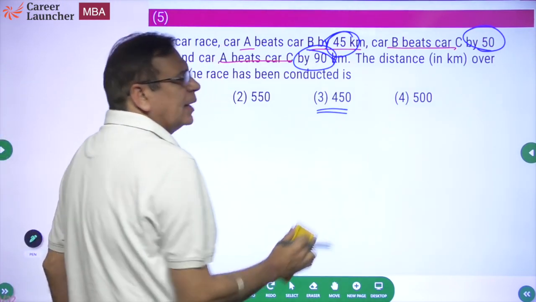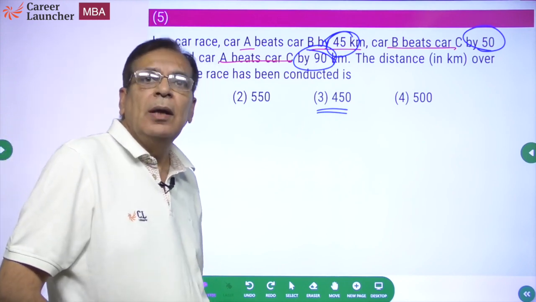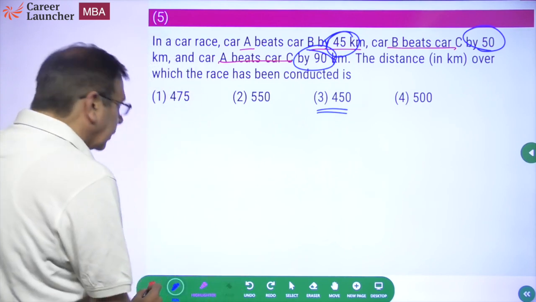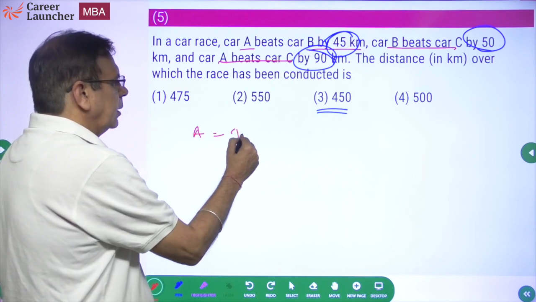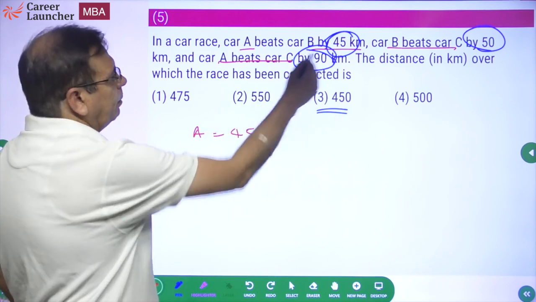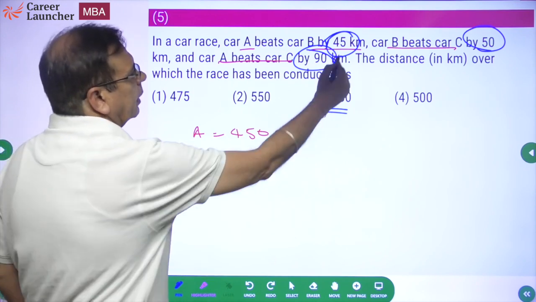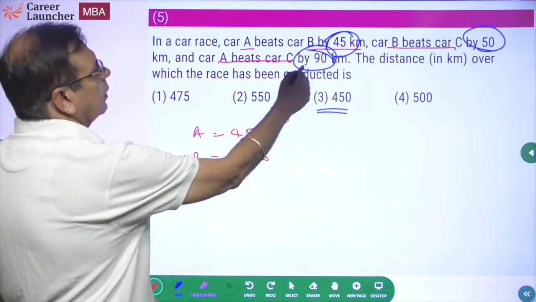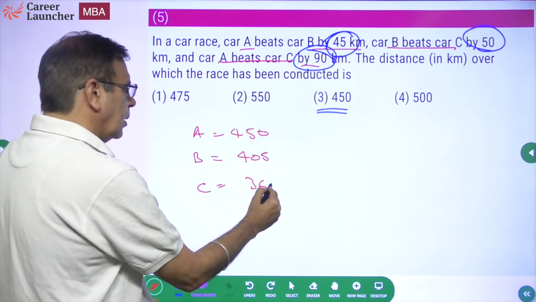Why 450? Because questions are not created to make your life miserable. Calculation is not the focus. The numbers are always chosen such that the calculation will not be difficult. So let's check 450. If A does 450, in the same time B will do 405, 45 kilometers less, and when A does 450, C will do 450 minus 90, 360.